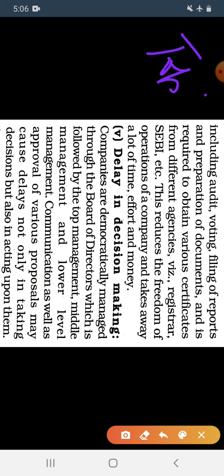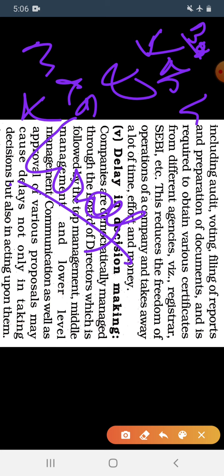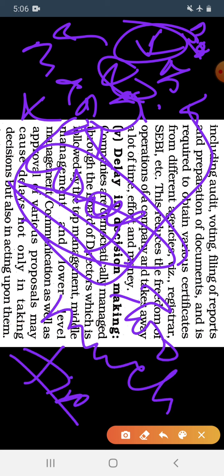All the communication as well as approval of the various activities take too much time, because the board of directors deals with the top management, and the top management deals with the middle and the lower. If any decision is taken by the lower, they will ask middle management, then they will ask the top management, and then ultimately they will discuss the decision with the board of directors. So it takes too much time, so there is delay in the decision making of the company.